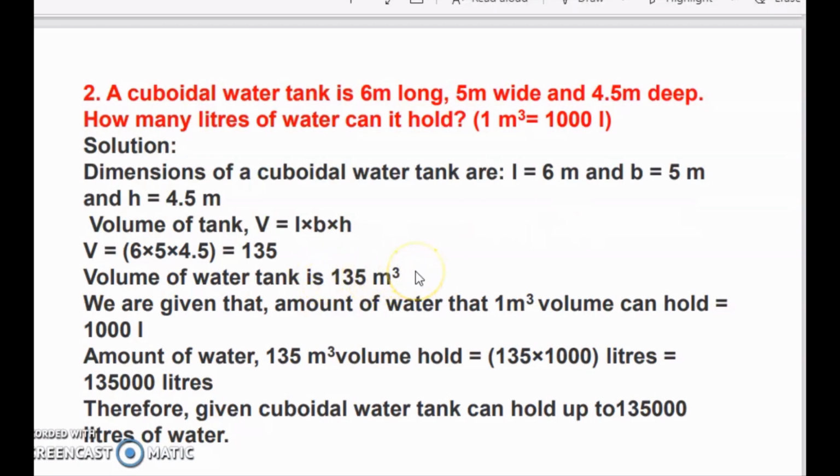Now this 135 meter cube, you have to convert it into liters. So 1 meter cube is equal to 1000 liter. This is the conversion you will be using. So 135 meter cube will be 135,000 liters. So this is the capacity of the cuboidal tank.